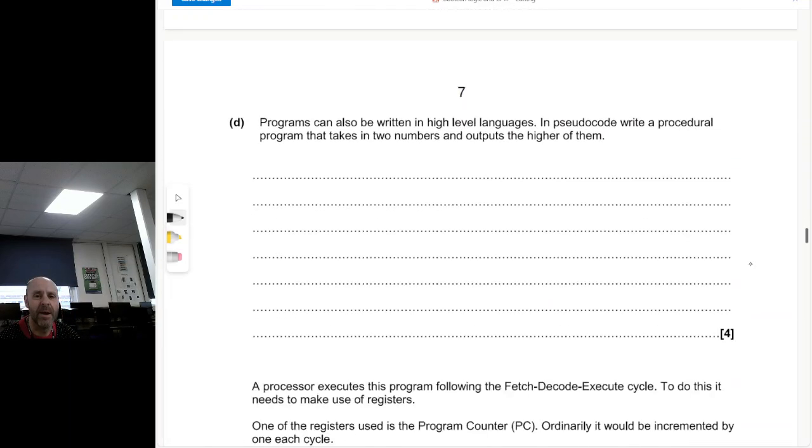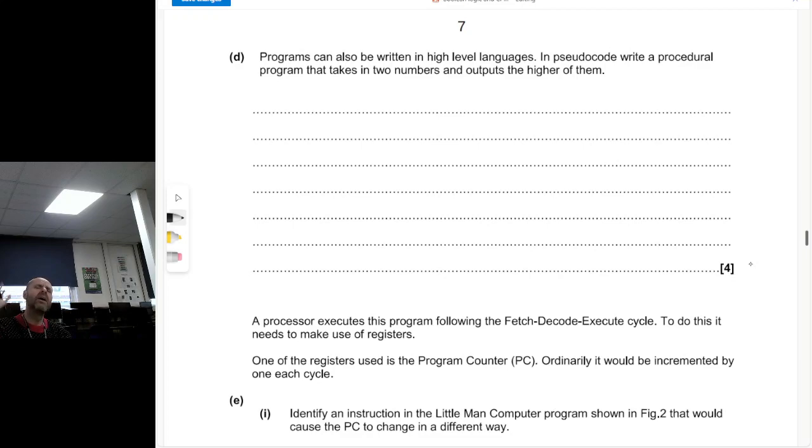Okay, the next bit. Right, you all did pretty good on this, but don't overcomplicate it and don't start doing weird physics notation either. Okay, because that will get you in a whole world of trouble. Right, so they just wanted a program that inputs two numbers, compares them, outputs the biggest. Okay, so let's just do that.